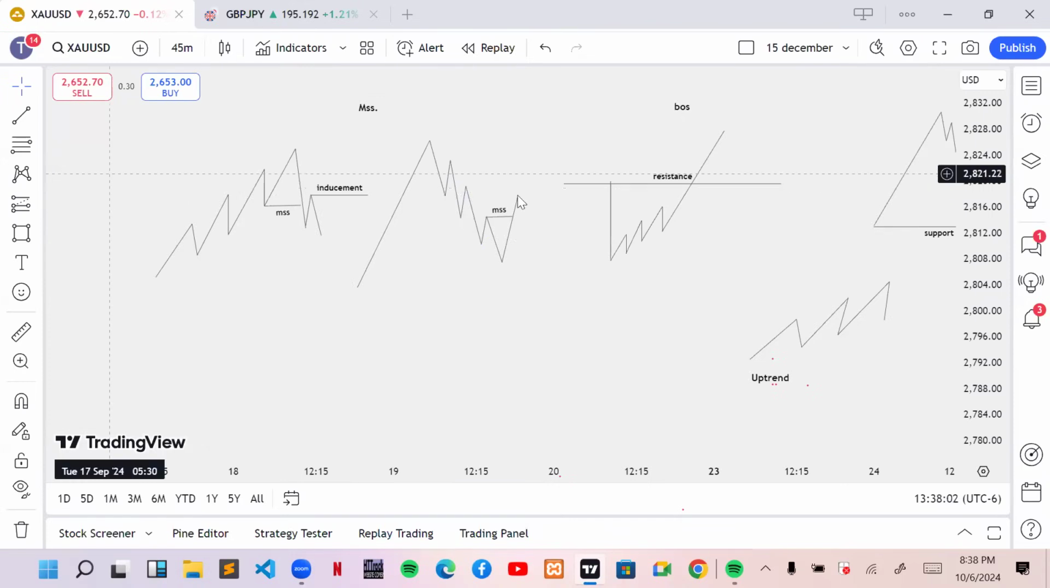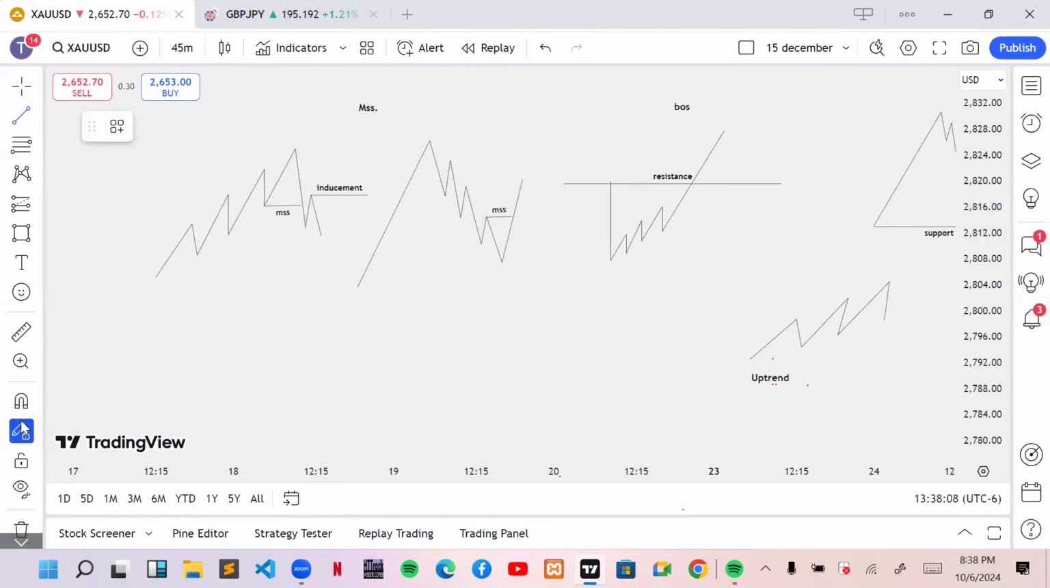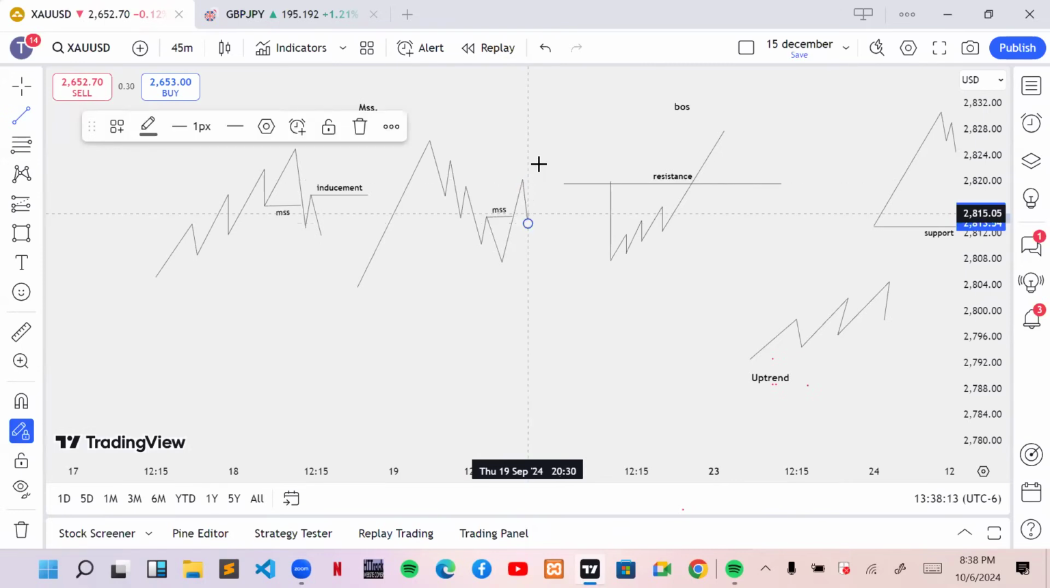Same as for this, if market actually breaks structure to the upside, after breaking structure, it will make a pullback, that's this, then before eventually going back up. So this pullback is what your inducement is. Now know something, your inducement is a trap. It is not your entry. Inducement is a trap in the market.